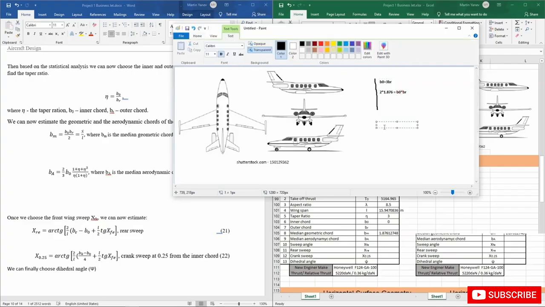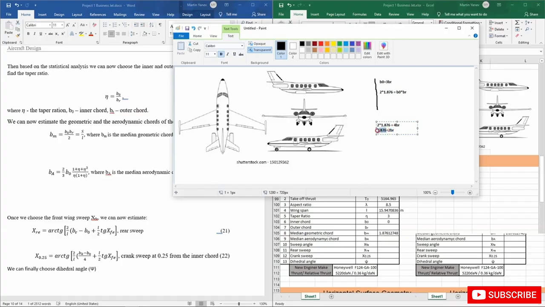Okay, so then what we will have from this equation will be 2 multiplied by 1.876 will be equal to 3 times BR multiplied by BR, which is actually 4 times BR, okay? Or this will be equal to 1.876 will be equal to 2 times BR, okay? Because we reduce this one by 2 because of that symbol here, okay? And actually we can use that equation for finding the BR based on our median geometric chord.